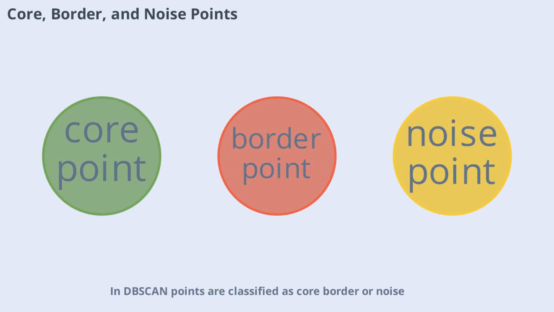DBSCAN points are classified as core, border, or noise. Core points have enough neighbors to form a cluster. Border points are close to core points but don't have enough neighbors themselves. Noise points are isolated and don't belong to any cluster. This classification helps the algorithm build clusters naturally and ignore irrelevant data.